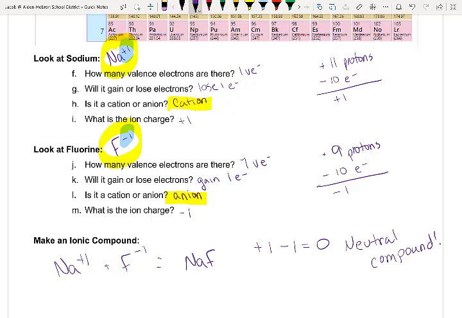Now, I did mention in the video when you name this, the first part, so your sodium here would stay the same. Your fluorine, whenever you are turning it into an anion, the endings usually end in "ide" then. So this would be technically sodium fluoride.